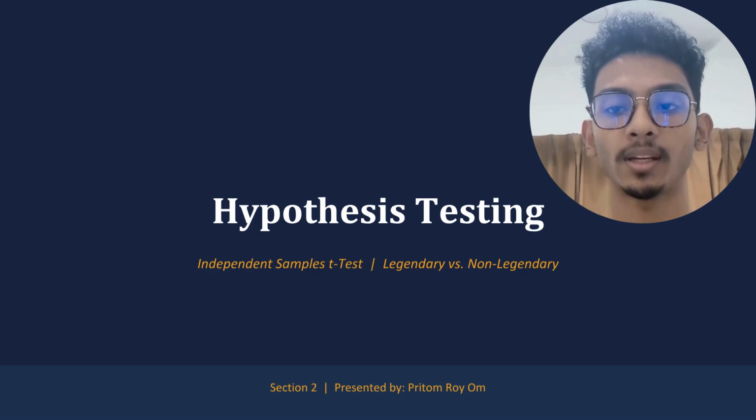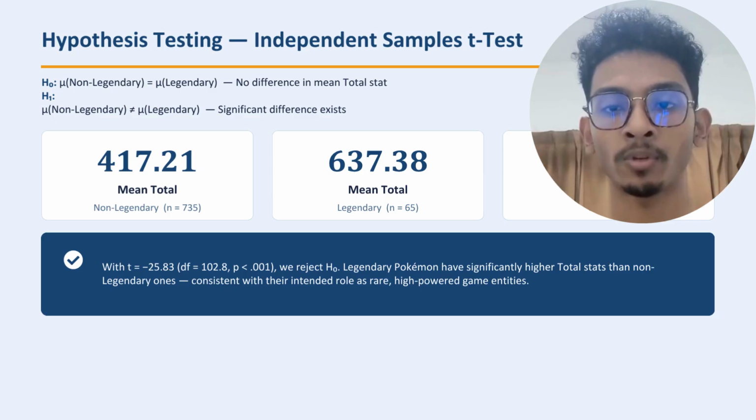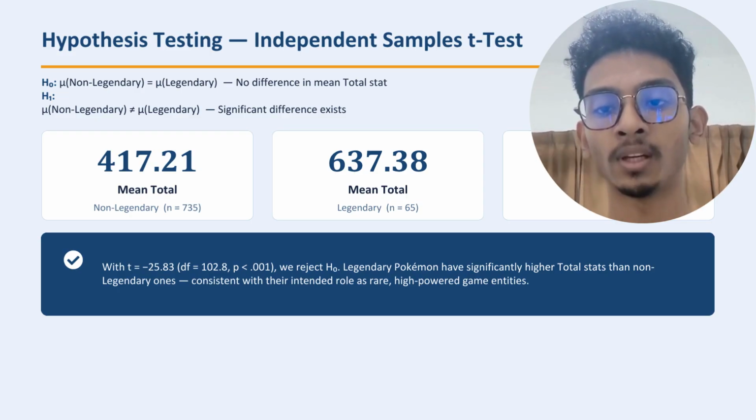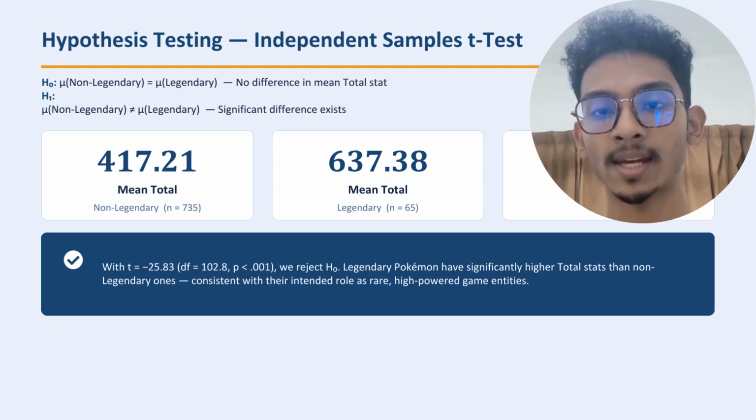One is an independent sample t-test comparing legendary and non-legendary Pokemon, followed by a Pearson correlation between speed and total. So for our hypothesis test, we asked, do legendary Pokemon have significantly higher overall stats than non-legendary ones? First, we set up the null hypothesis as the mean total stat being equal in both groups. The alternative hypothesis is that a significant difference exists.